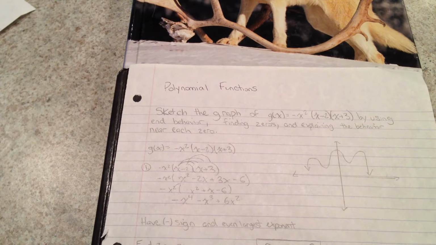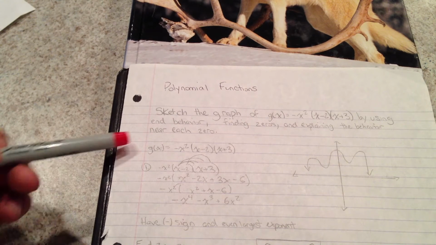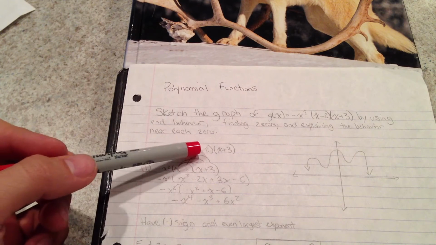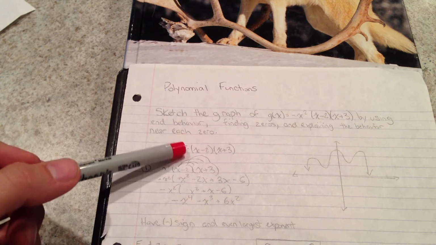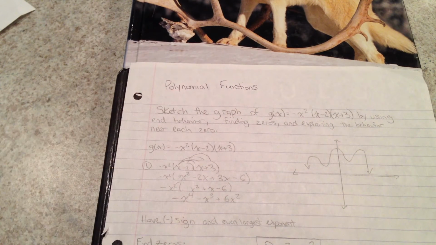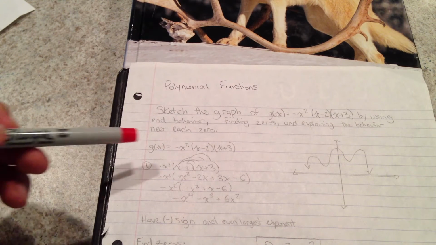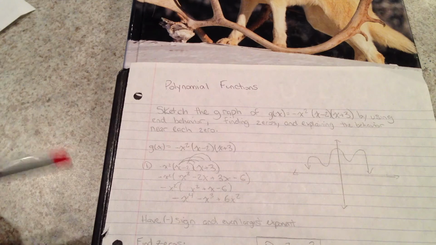Today we're going to sketch the graph of g of x equals negative x squared times (x minus 2) times (x plus 3) by using end behavior, finding zeros, and explaining the behavior near each zero. Now we already have this factored, so we already have x minus 2 and x plus 3. But to get a better idea of how the graph is going to look, we're going to refactor this to give us a better look.